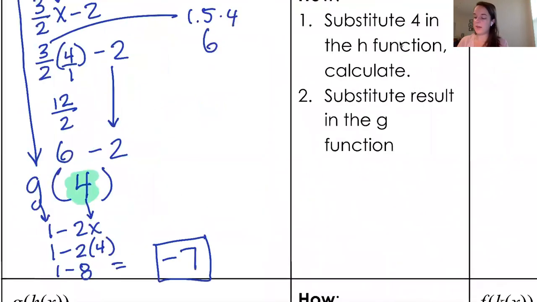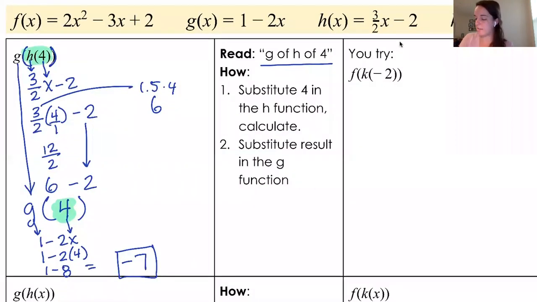So go ahead and pause the video and try this next one. You're going to follow the exact same method, f of k of -2. Go ahead and pause the video.